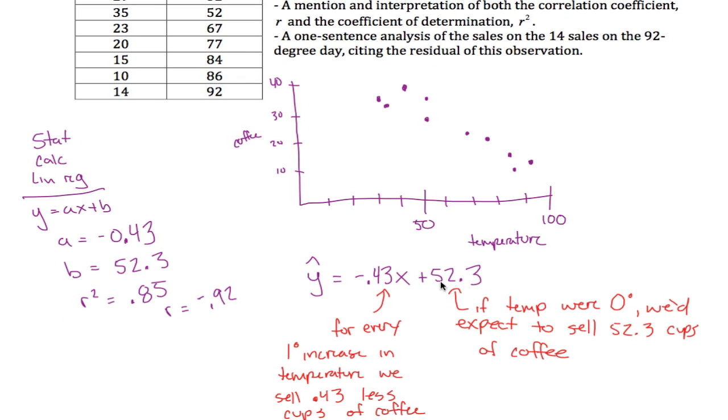I have an intercept of 52.3. Okay, should probably extend this a little bit. Here's 50. So there's 52.3 up there. It's bad planning on my part. And the slope is negative 0.43.